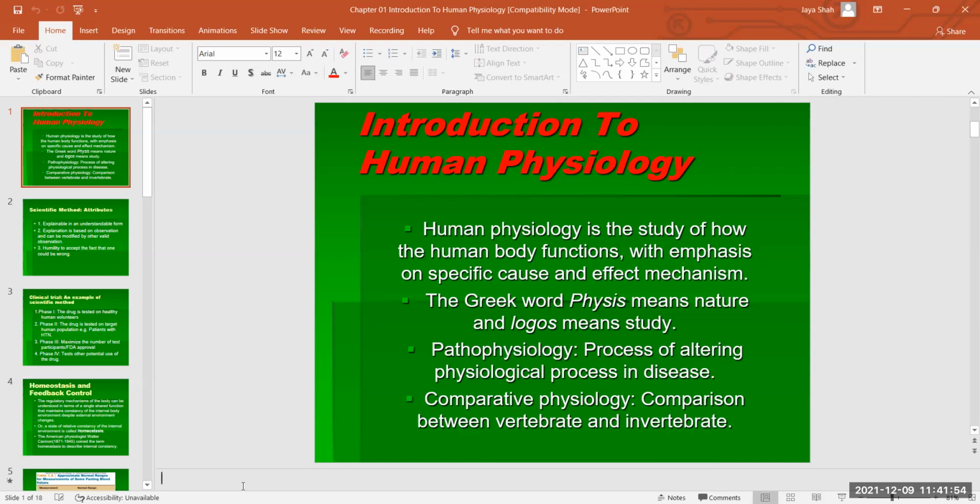So let me type the distribution of points for the final exam. There will be total questions. Total questions: 100. Each question will have 2 points. Only MCQs.